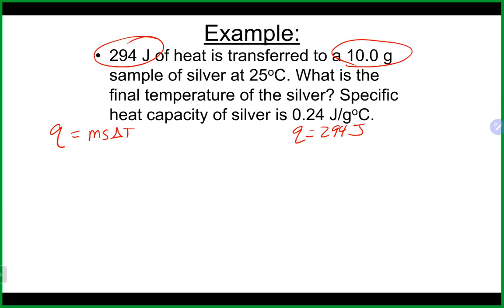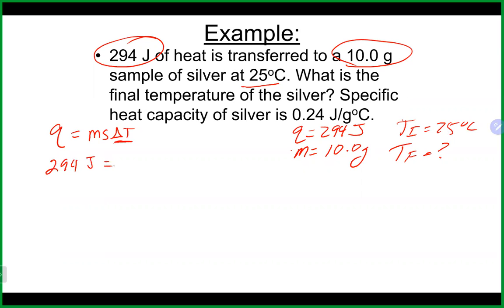We're given the mass here, which is 10 grams. We do have the initial temperature given to us, 25. And in here, we are looking for the final temperature. So we really have everything here except for the change in temperature part. So we could just plug it in. And we got 294 joules is equal to our 10 grams times our 0.24 joules per gram per degree Celsius.